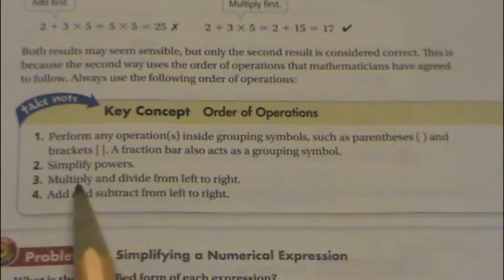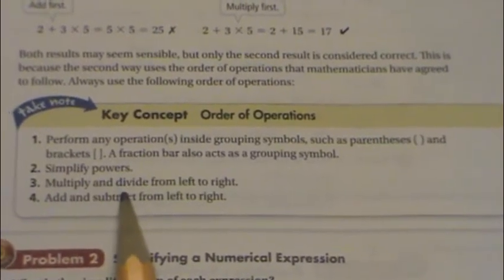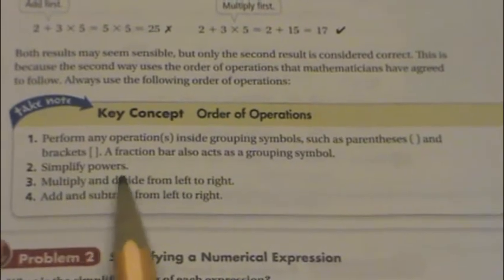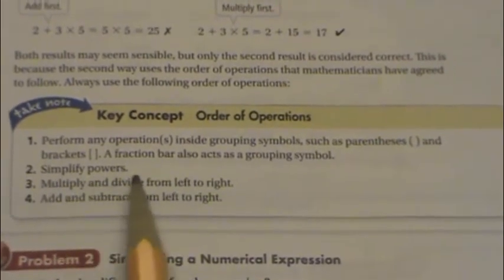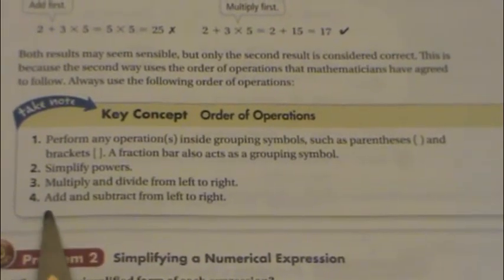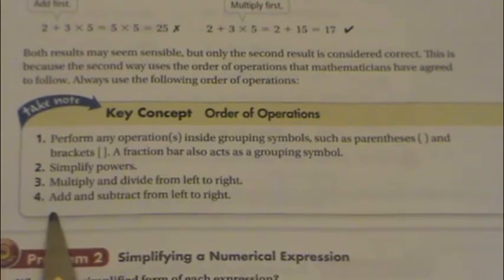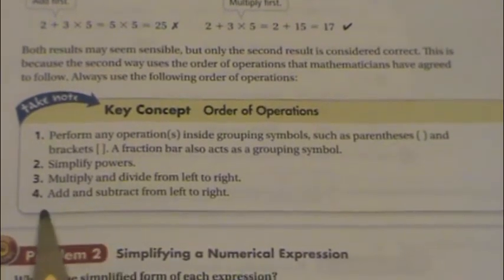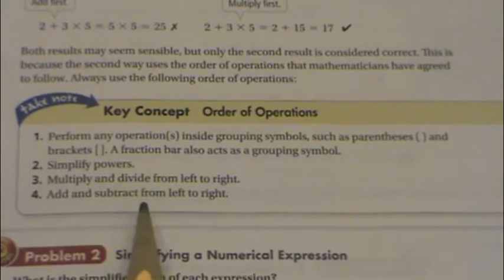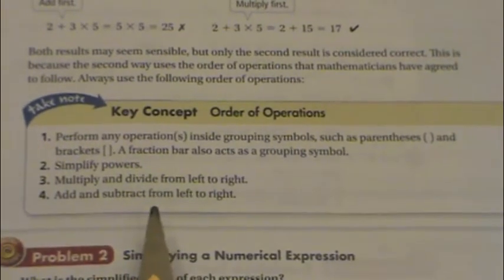And this is important. You don't have to multiply first and then divide. Any multiplication or division that you get from left to right is what you do next. Same thing with addition and subtraction. You don't have to add first and then subtract. Either one of those that you find from left to right is what you do next. Okay?